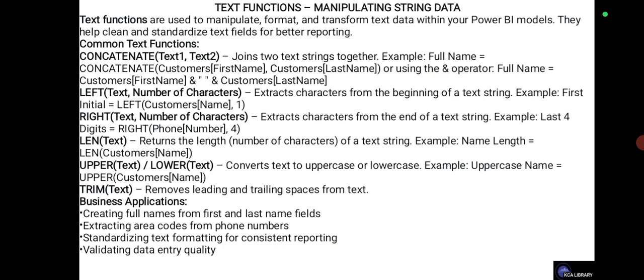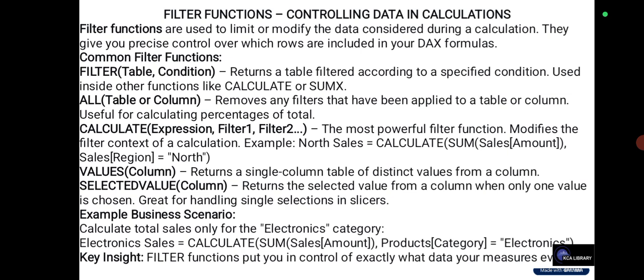Then LEFT can help you to extract characters from the beginning of a text string, while RIGHT will help you to extract characters from the end of a text string. You see. While what UPPER does is to convert text to uppercase, or you use LOWER for lowercase. This is very important because it can help you to extract area codes from phone numbers. It can also help you to standardize text formatting for consistent reporting, and also help you to validate data entry quality.